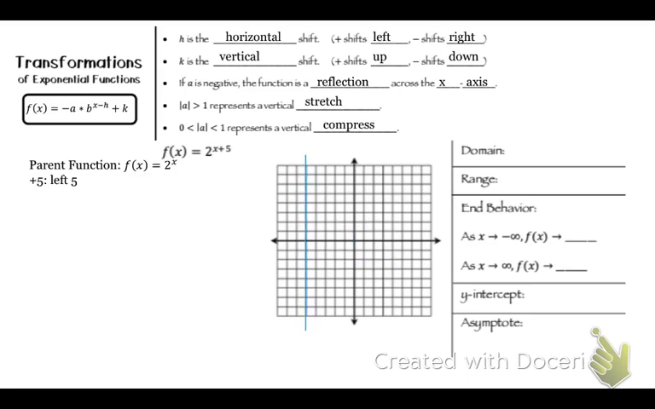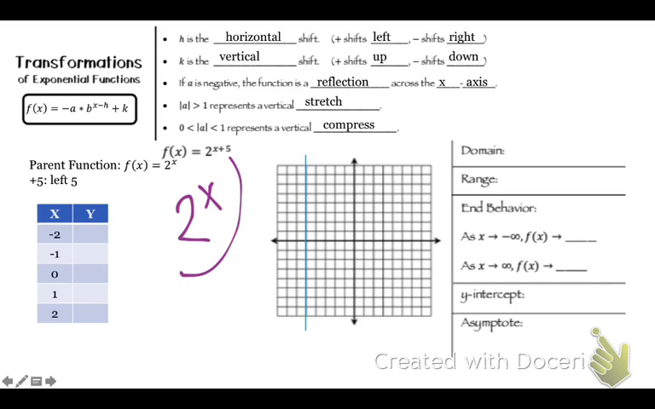Okay? And we're still going to make our table, but we're just going to use 2 to the x for this table. We're not going to do the x plus 5. We're just using 2 to the x. So then that's going to be 1, 2, and 4.